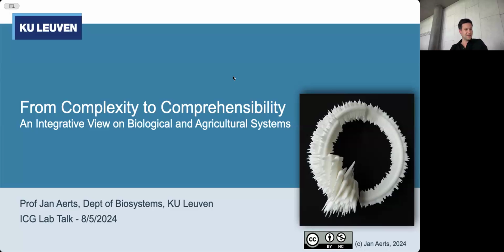And then he switched fields, and his focus now and in recent years is on data visualization, visual analytics, and also data analysis. Before he became a professor, he was also a researcher at the Wellcome Trust Sanger Institute near Cambridge, UK. In previous years, he was a professor at the University of Hasselt, and now he moved back to KU Leuven, where he has been previously as well. And Jan is going to talk about biological data visualization, and the title of his talk is From Complexity to Comprehensibility, an integrative view on biological and agricultural systems.